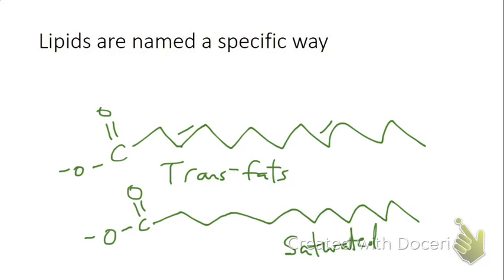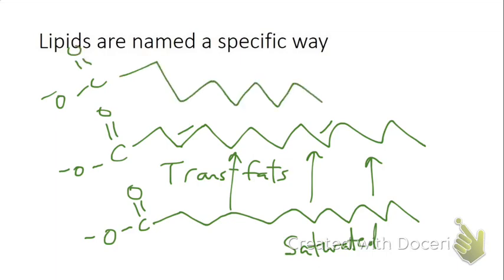Trans fats, saturated fats, as you can kind of tell, can line up if we were to put them together. So when we talk about things like butter or lard or any other saturated fat source, those usually are solid at room temperature because of this.